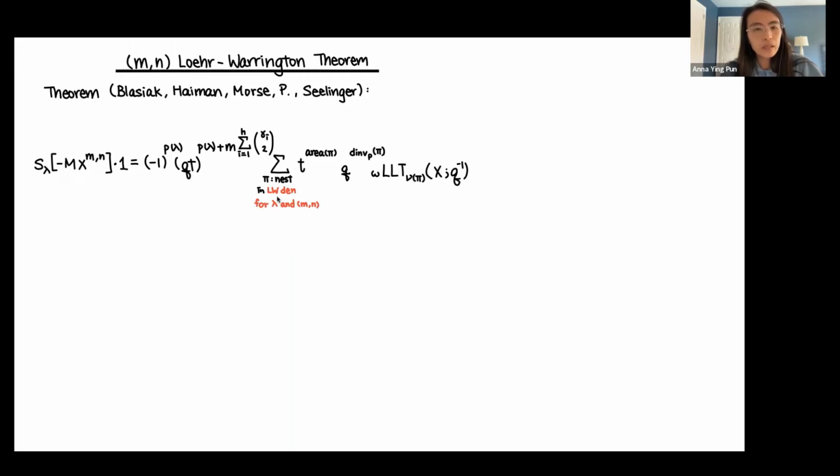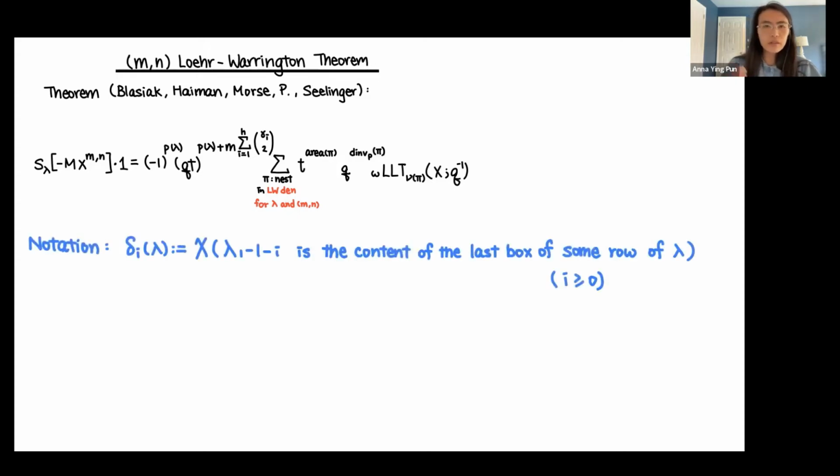And then now, what is this? LW is Loehr-Warrington, then for lambda and m, n. So you choose your lambda, choose your m, n, and I'm going to give you a then. To construct the then, there are some notations that we have to talk about first.